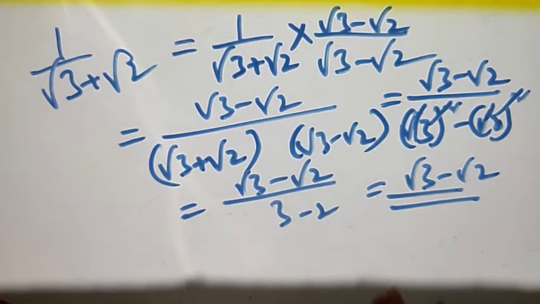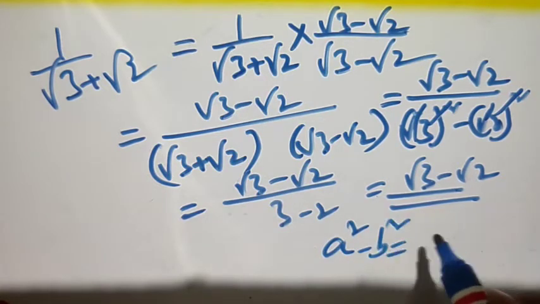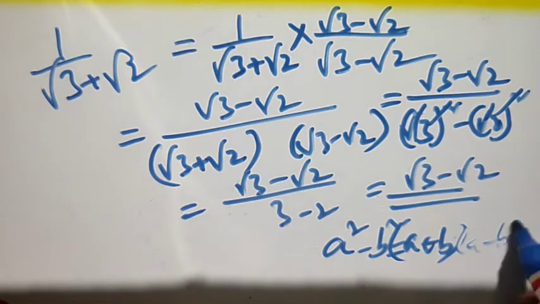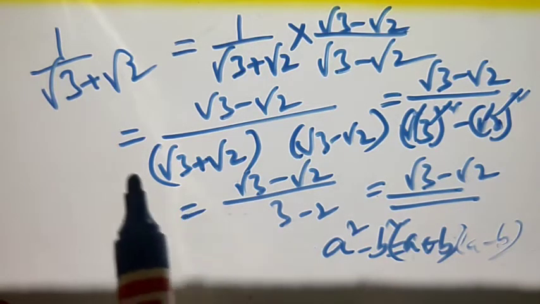a square minus b square is equal to a plus b into a minus b. By using this formula, we can find the RF of the given second order compound surd. That also you must listen here.